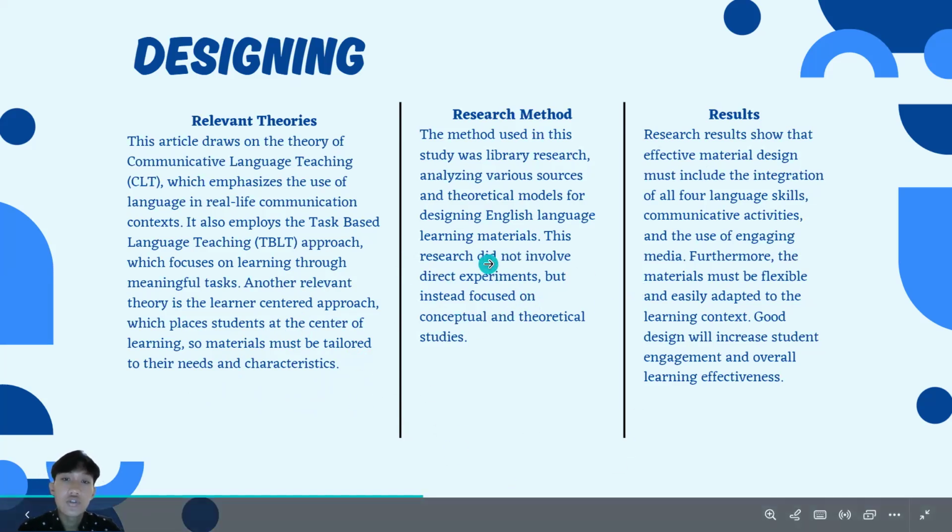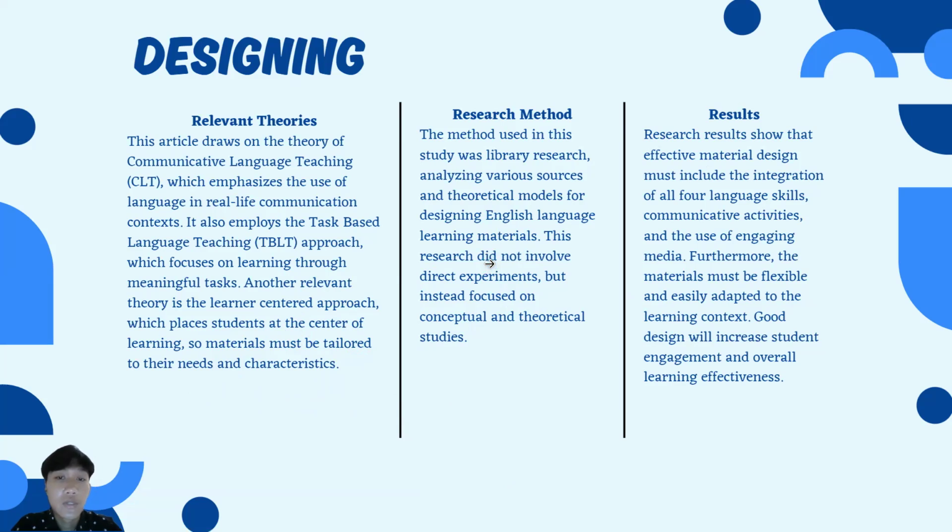And the method used in this study was library research, analyzing various sources and theoretical models for designing English language learning materials. This research did not involve direct experiments, but instead focused on conceptual and theoretical studies. Okay, and then the result: effective material design must include the integration of all four language skills, communicative activities, and the use of engaging media.